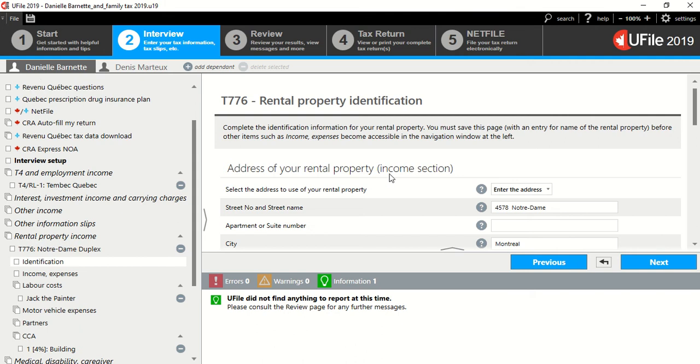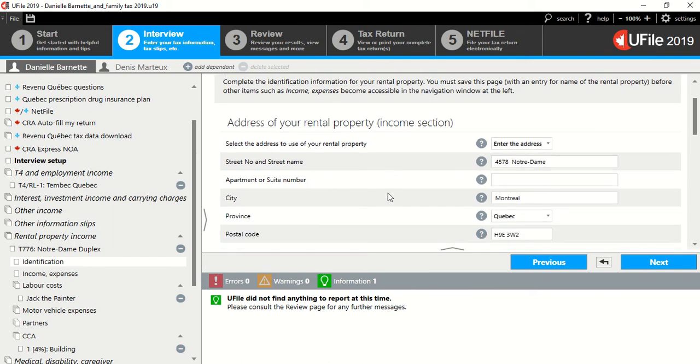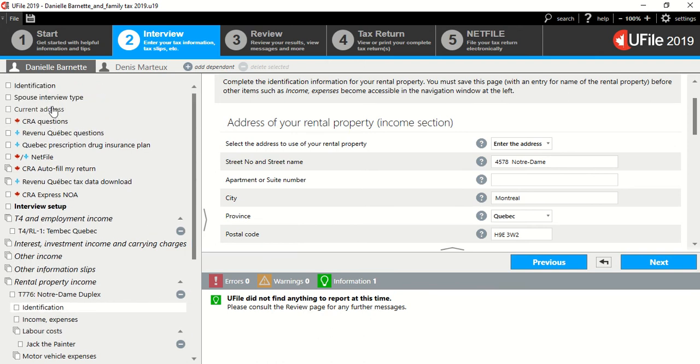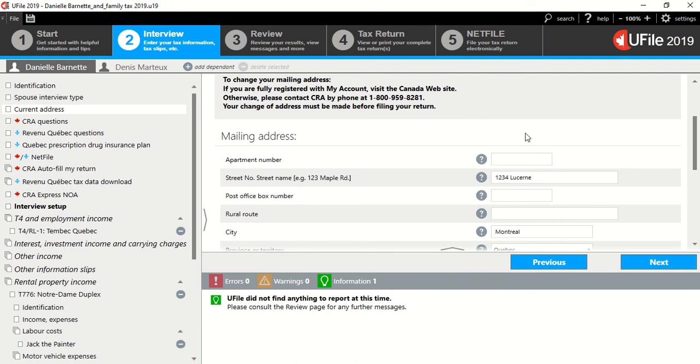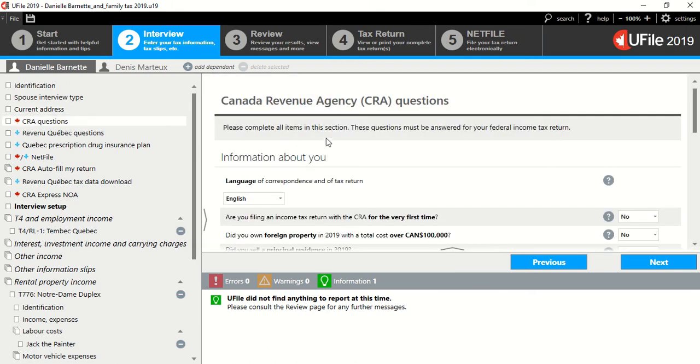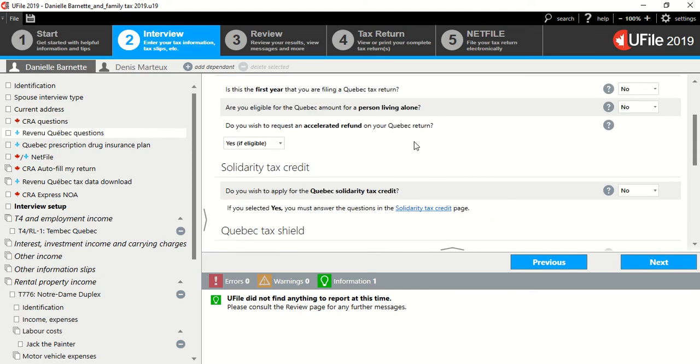Now, address of your rental property income section. This actually refers to the address of the rental unit only, not necessarily your personal address. The only time your personal address should be entered here is if you have a boarder, so they share the same identical address as you do. So here is 4578 Notre Dame, which I believe is different from my taxpayer's current address. As you can see, he lives at 1234 Lucerne. All this information is fictitious. Of course, I answered all the CRA questions and the Quebec questions as well.